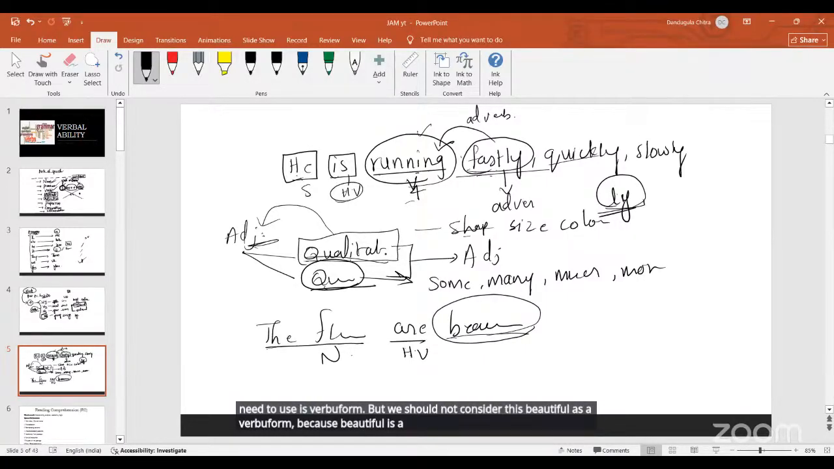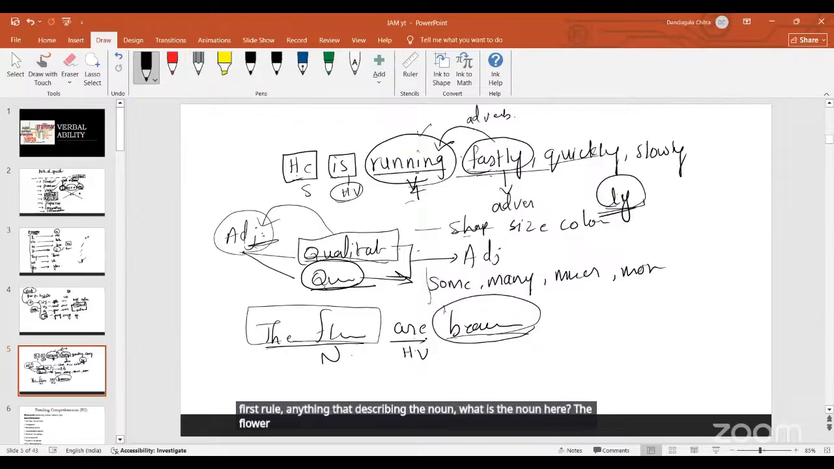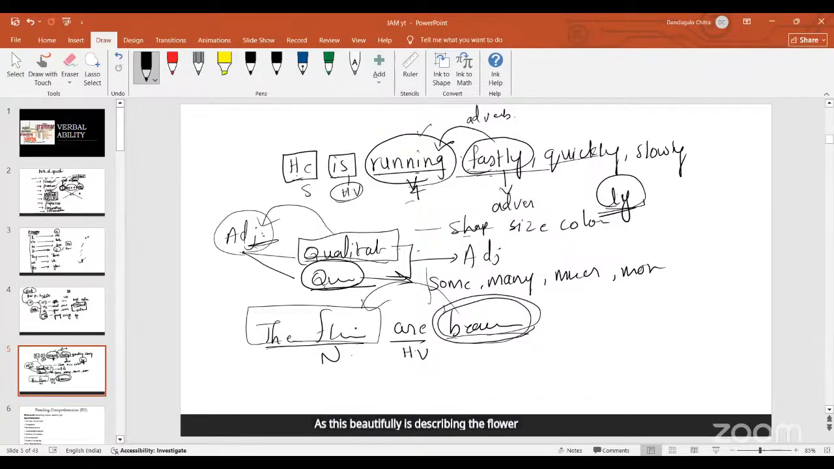Yes, beautiful is a quality of something, a thing. So that comes under adjective. And as per the first rule, anything that is describing the noun. What is the noun here? The flower. As this beautiful is describing the flower, as this flower is described as a beautiful thing, this is an adjective.